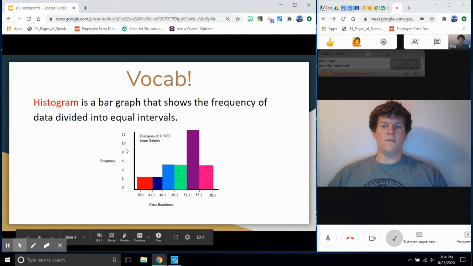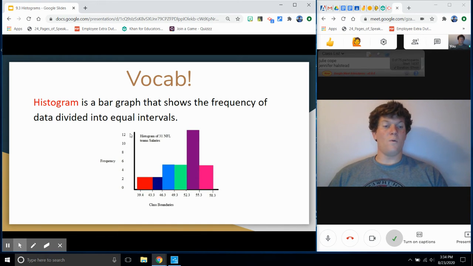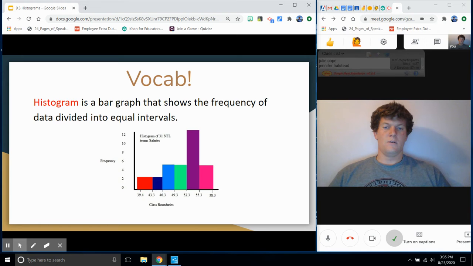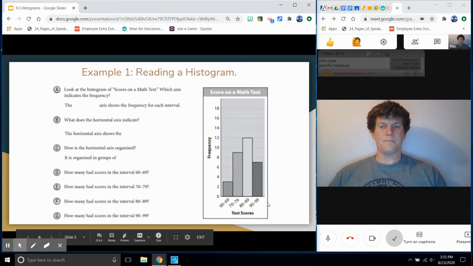But then you could see frequency here on the side. That's how often, how many of those teams fall into each category. We're going to get into reading these in example number 1, and then we're going to get into creating our own of these in example number 2. It's important that we have this histogram vocab word in our notes, so make sure you take a digital screenshot of this, and then we can keep moving forward. So let's get into example number 1.